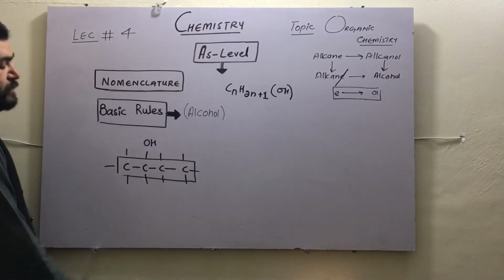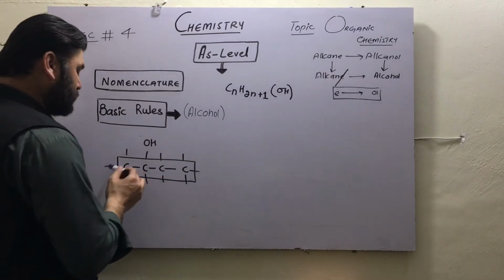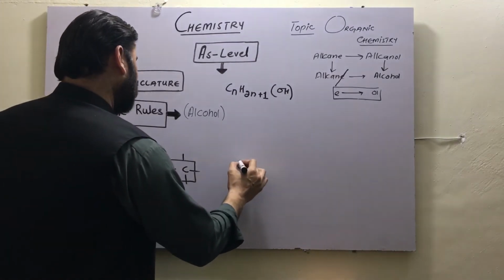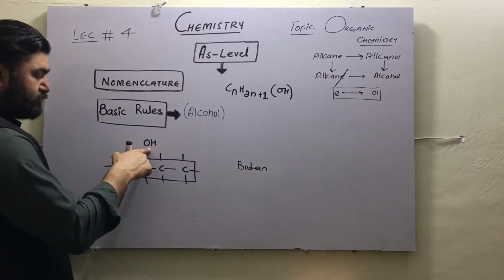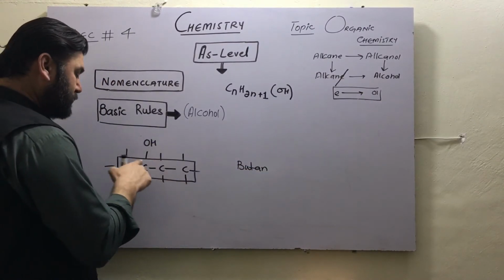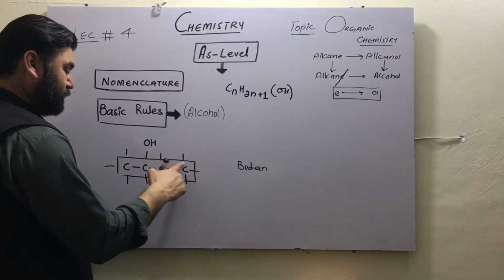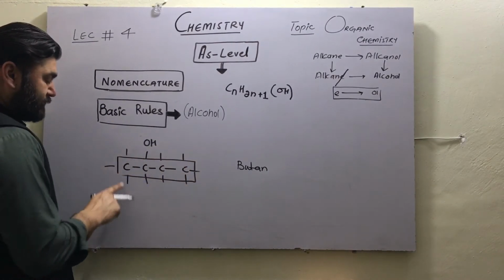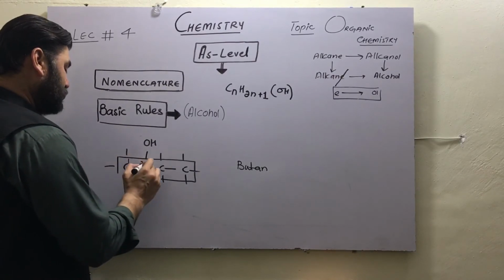Now see what will be the name of this structure. As I mentioned, how many carbons are there? 1, 2, 3, 4. So we can say butane. And it gets the lowest position from this side. From my right hand side, it gets the third position, 1, 2, 3. But from the left hand side, 1, 2, it gets the second. So we will start numbering from the left hand side, 1, 2, 3, 4.